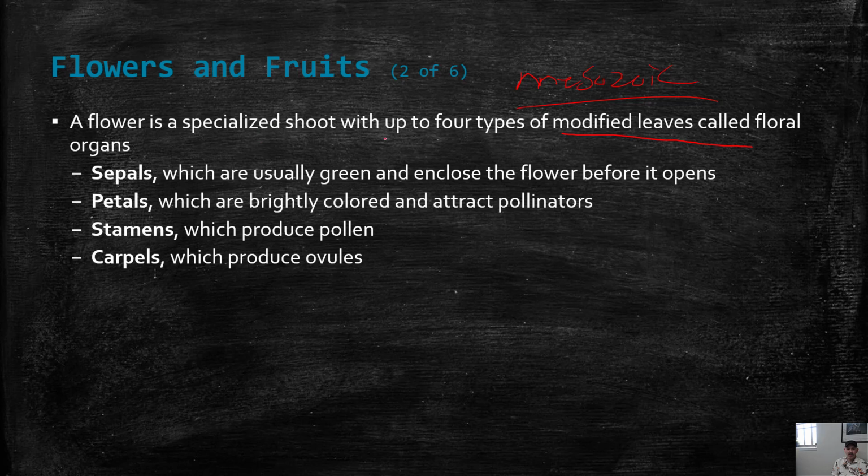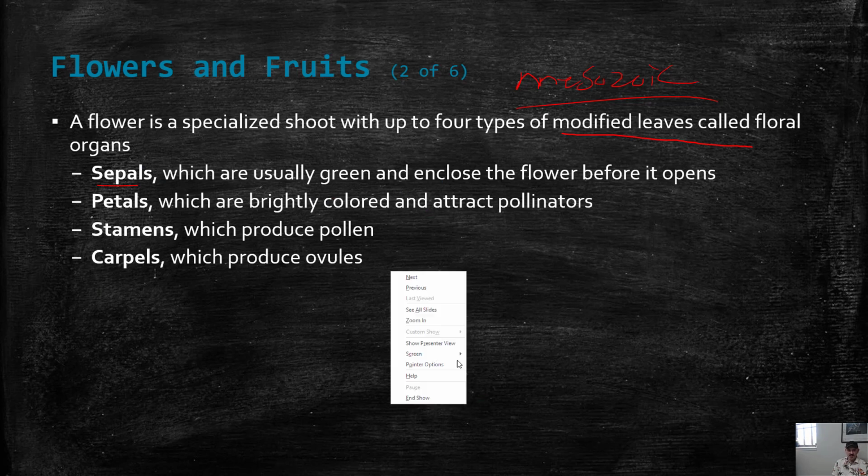And basically what a flower is, it's a specialized shoot, meaning a stem with different kinds of leaves on it that produce reproductive structures, just like how ferns have reproductive structures on their leaves, okay? And the parts are listed here. Some flowers, not all, have sepals, which are usually green and enclose the flower before it opens.